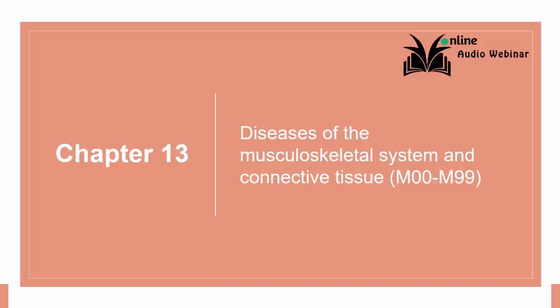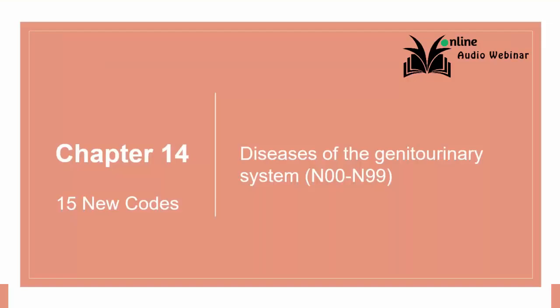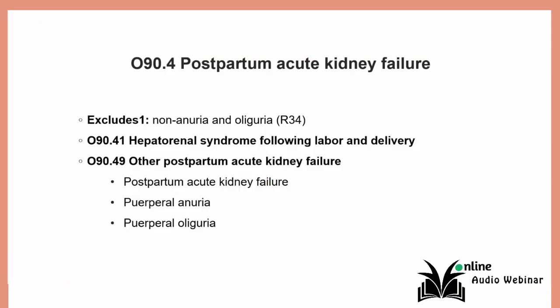Chapter 13, M00 to M99, that's diseases of the MS and connective tissue. M97, periprosthetic fractures. Chapter 14, diseases of the GU system, N00 to N99. We're also going to go fast through this. Chapter 15, pregnancy, childbirth, and puerperium. O90.4, postpartum acute kidney failure.